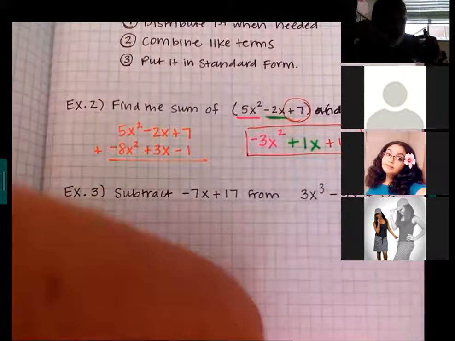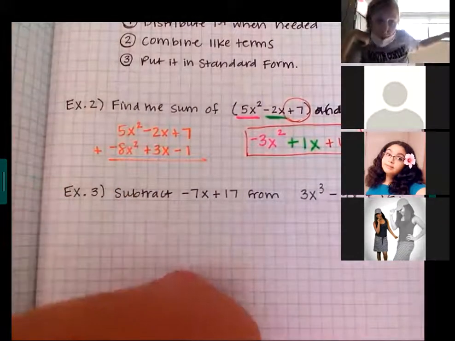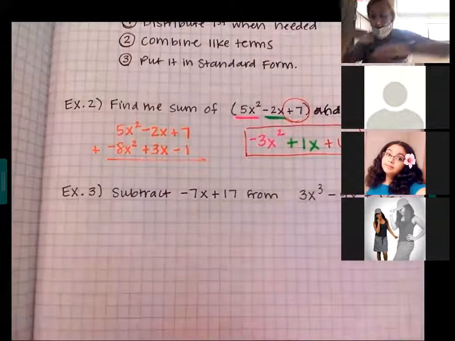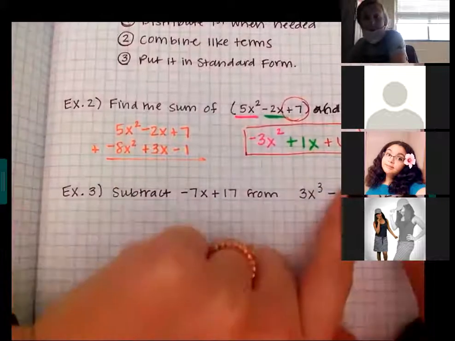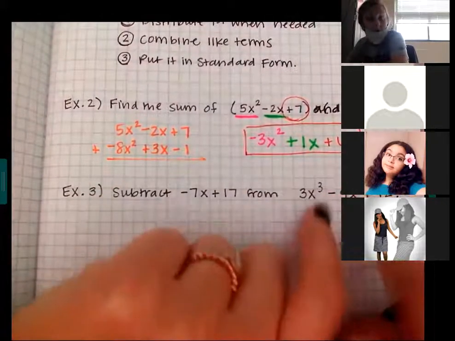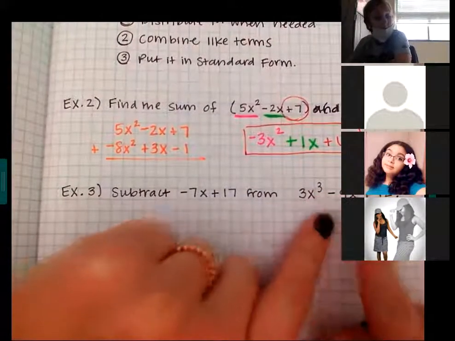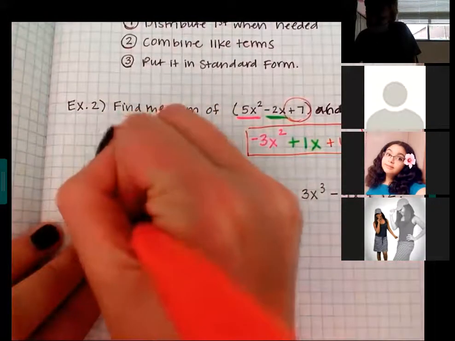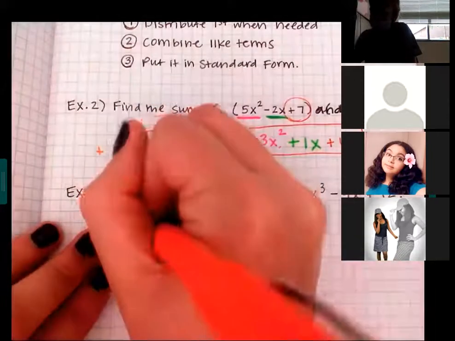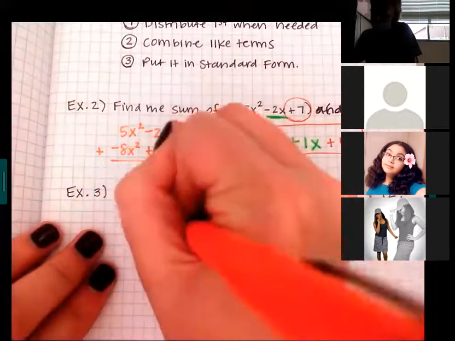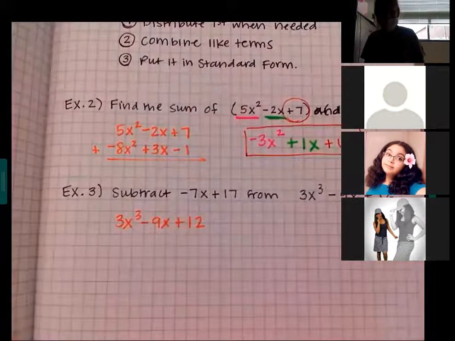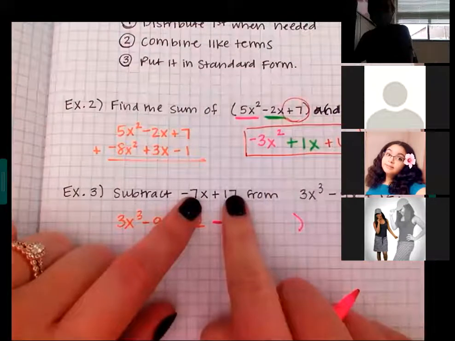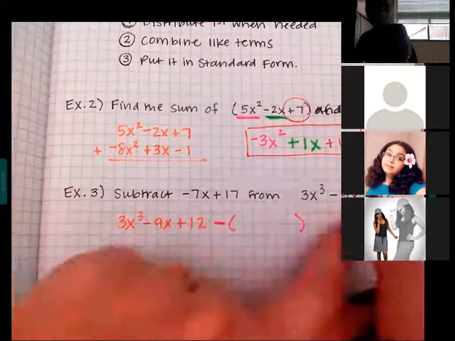If I go take cookies from Jordan, whose cookies am I taking? Jordan's. If you take this from this, whose is it? This guy. So this is the first one. This is where y'all always mess up, so I need us to make sure we understand this. We are taking 3x cubed minus 9x plus 12, and then we are subtracting the second one, this one. We're taking this from this.